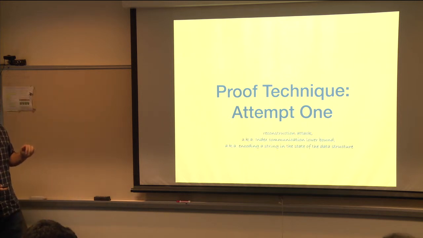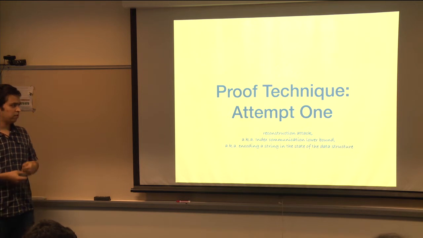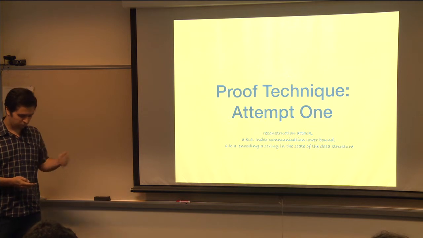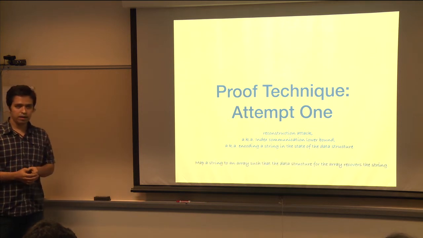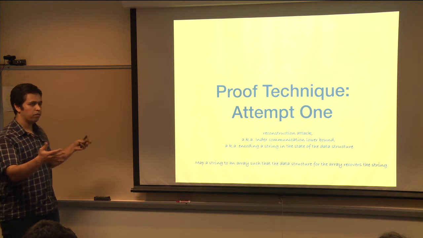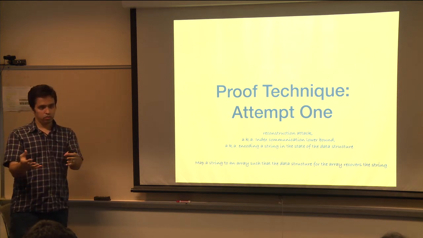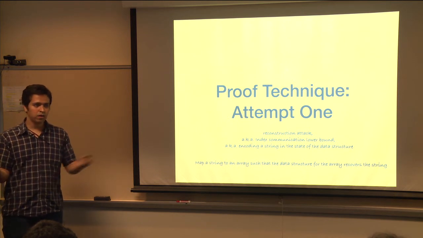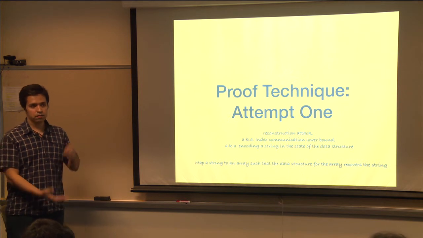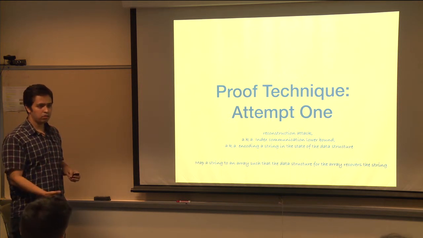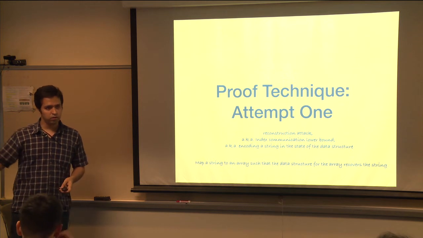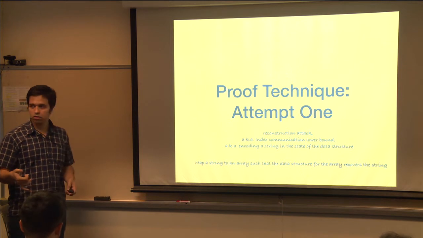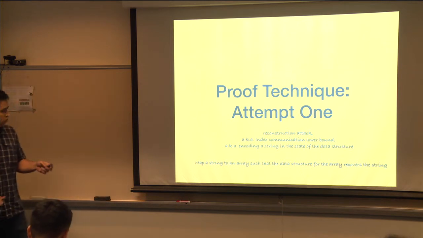So what it is: reconstruction attacks, index communication, lower bounds, encoding something in the state of the data structure. All of this means the following. Maybe I can find a way to map any string of a certain length to an array, such that if you create a data structure, given just the data structure, I can figure out what the string was. Okay? Then the set of different strings that I use has a bijection with the set of different data structures that I have, and this gives me the lower bound on the size of the data structure. Does this make sense? Good.